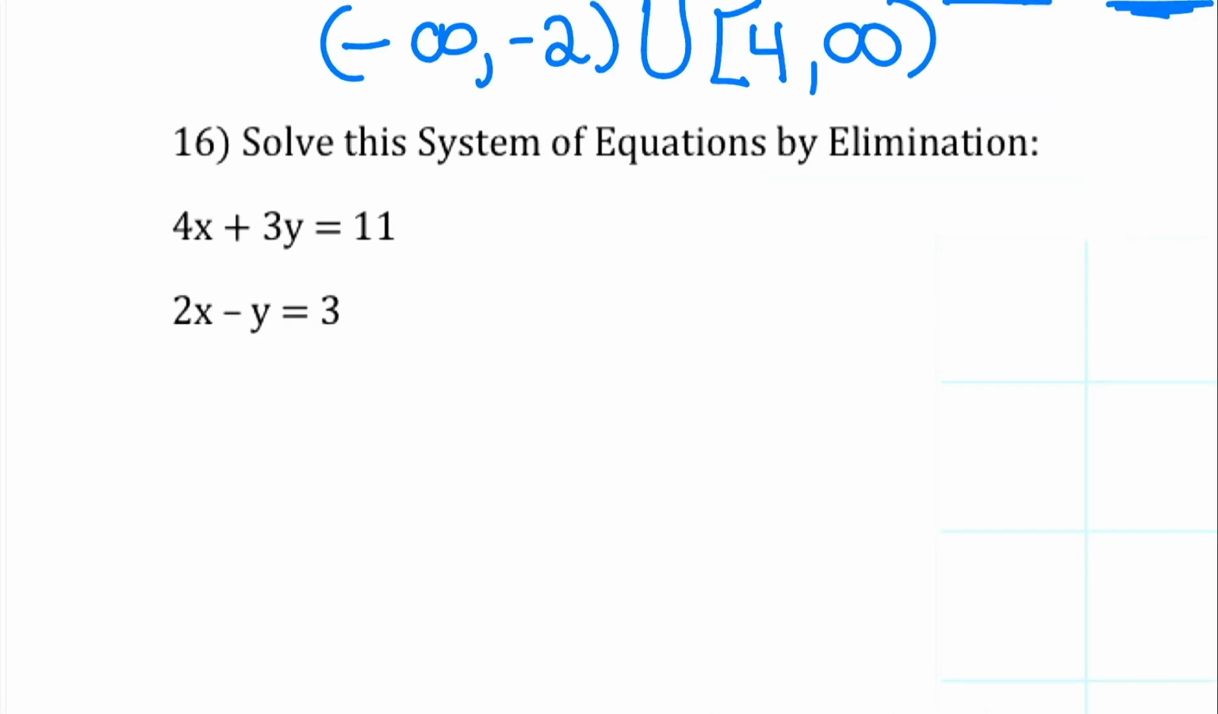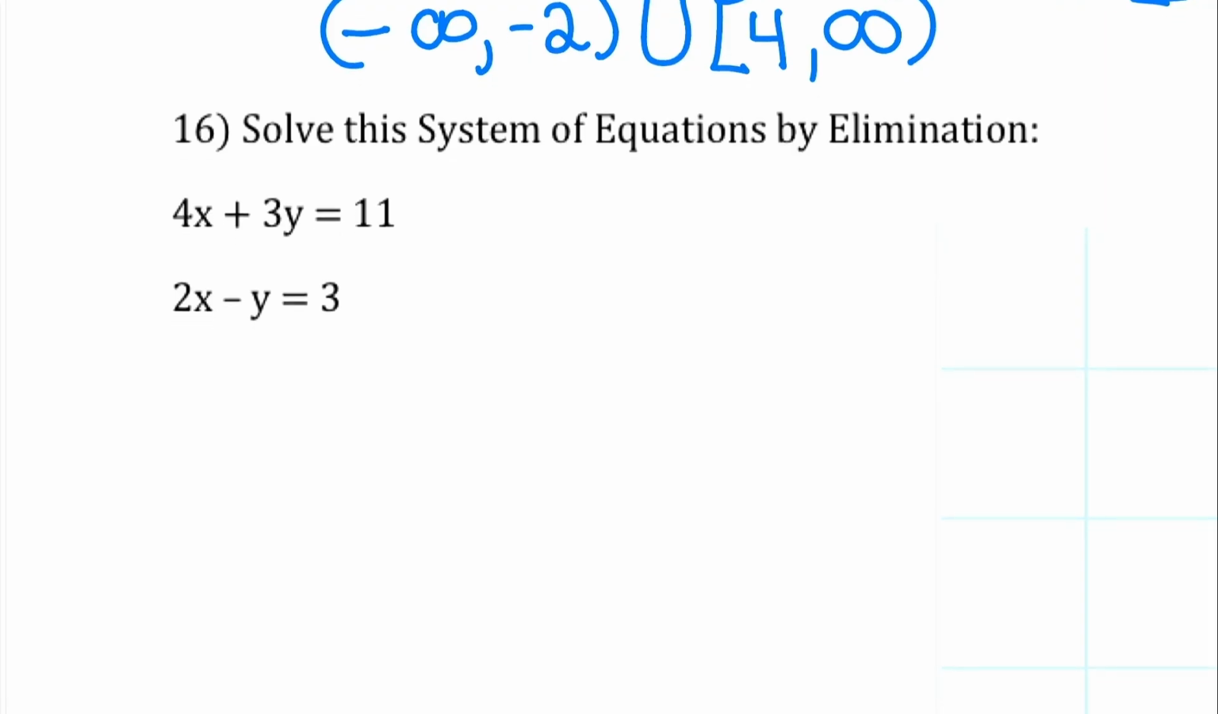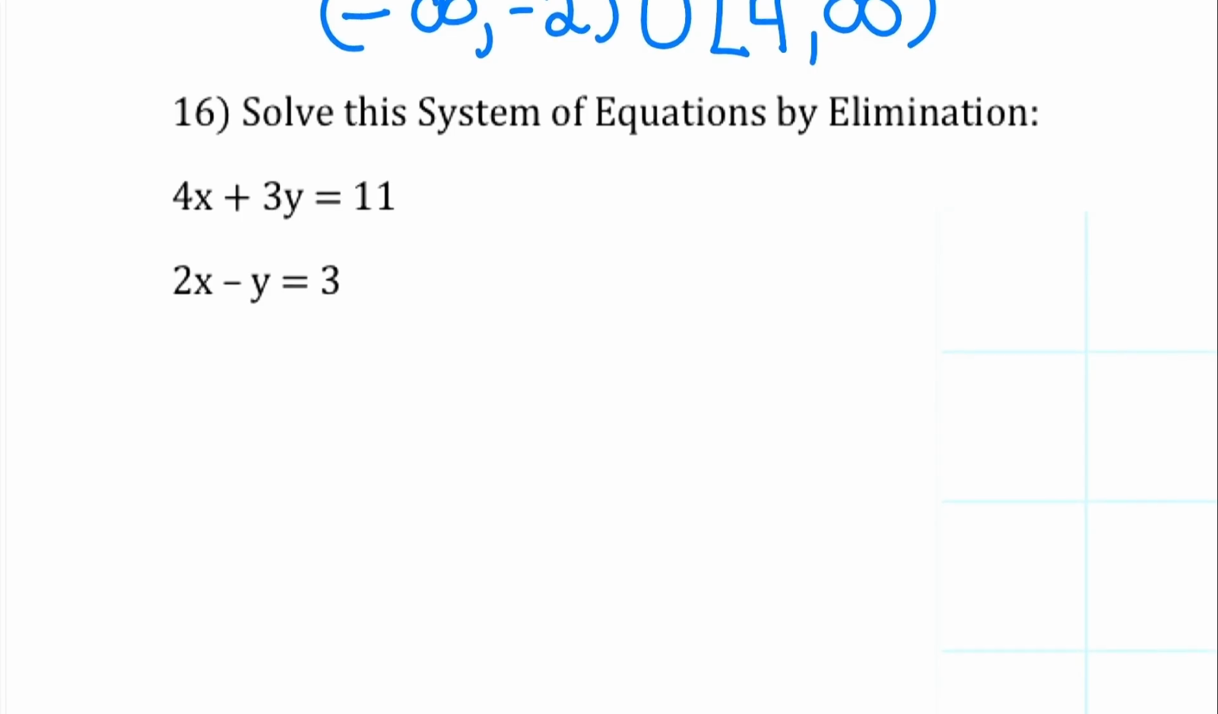Solve this system of equations by elimination. So if you watched the video just a few minutes ago, I did solve an equation by elimination, but we can do this again. So I can already tell that I'm going to want to eliminate my y first because we have opposite signs. And that's a good start. So we're going to multiply this second equation by 3. And that's going to allow our y's to cancel.